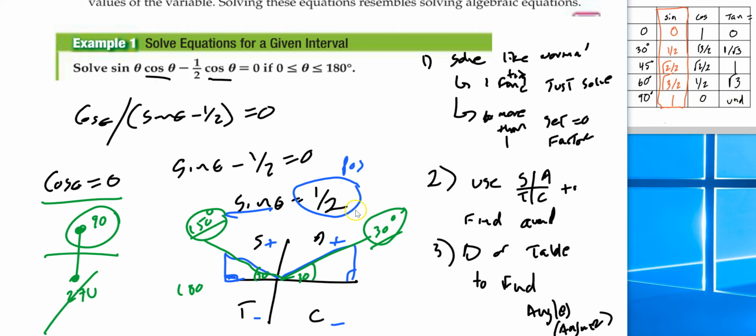And that's the process. If there's more than one function, you have to factor it, split it, and solve each one separately. Sine theta equals 1/2. How do I figure out where that happens? All Students Take Calculus. We're doing sine, and it's positive, so quadrants 1 and 2. Then you either use a table, where 1/2 says 30, so 30 and 30, or you use SOHCAHTOA. In that case, opposite is 1, hypotenuse is 2. You have to know that's a 30-degree triangle. And that's kind of the idea. Let's do more.